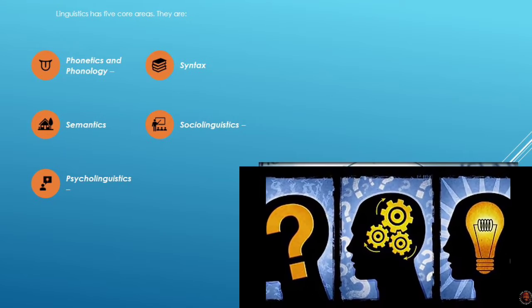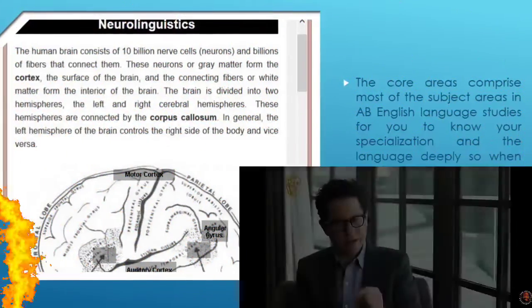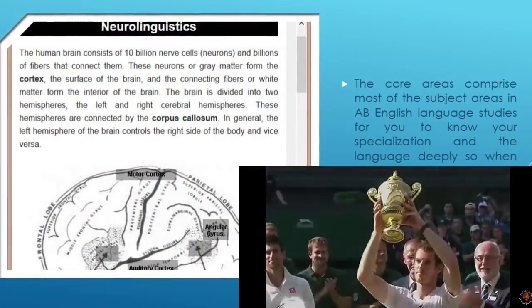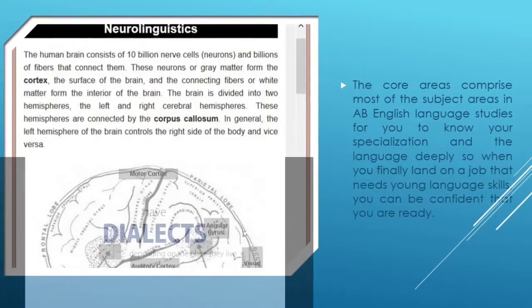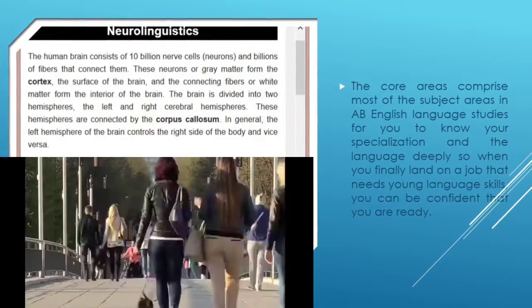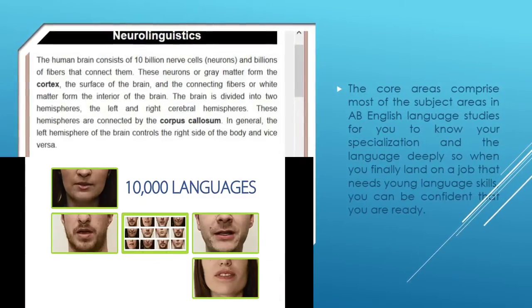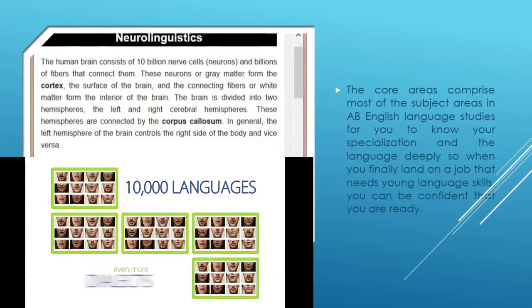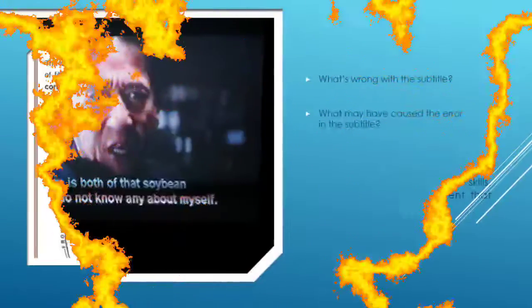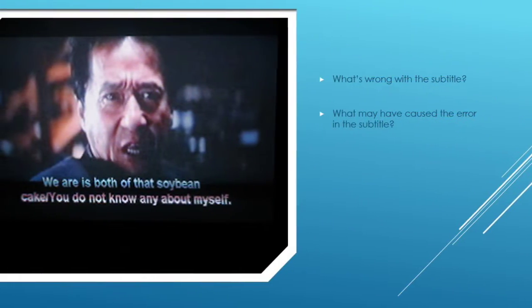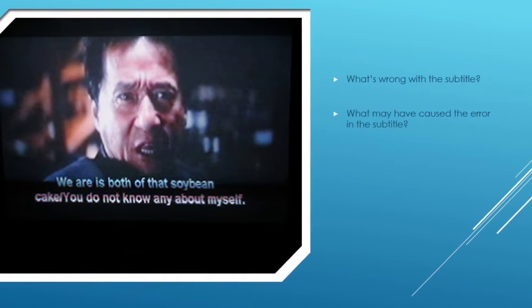Sociolinguistics. Sociolinguistics is the study of how language serves and is shaped by the social nature of human beings. The core areas comprise most of the subject areas in AB English language studies for you to know your specialization and the language deeply, so when you finally land on a job that needs language skills, you can be confident that you are ready.